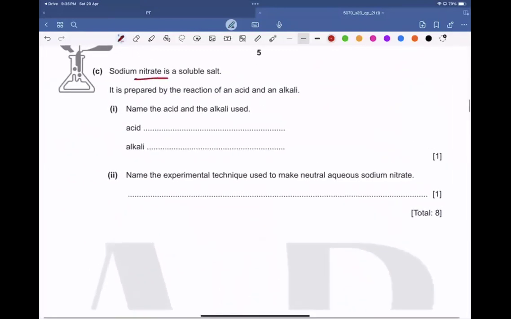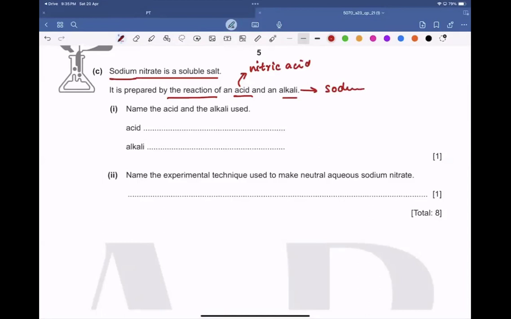Now, next part. Sodium nitrate is a soluble salt. It is prepared by the reaction of an acid and an alkali. So see, nitrate, it means what acid it would be? Nitric acid. And sodium nitrate, so which alkali would it be? Sodium hydroxide. And again, they have asked you to write the name, so you will write the name over here. Nitric acid and sodium hydroxide. Both are aqueous solutions, and we are preparing the soluble salt, right?